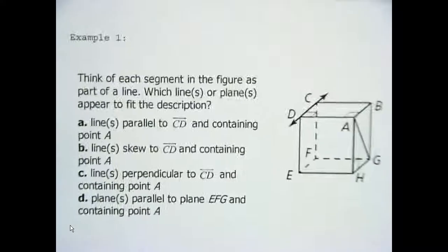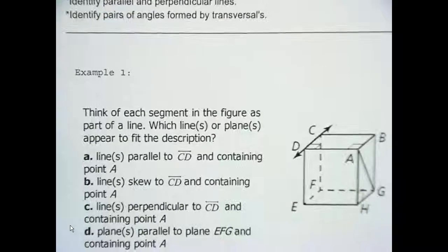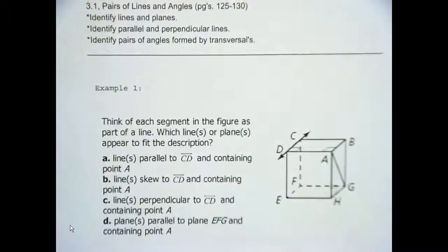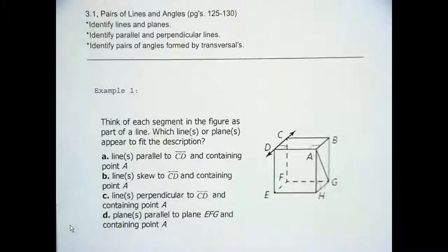Okay, so let's look at example 1 from the textbook. For those of you that want to have the top part there it is. But okay, work with your groupies. Answer questions A through D. Okay, how many have the first one? A, lines parallel to CD containing point A. Tell your neighbor what you got.